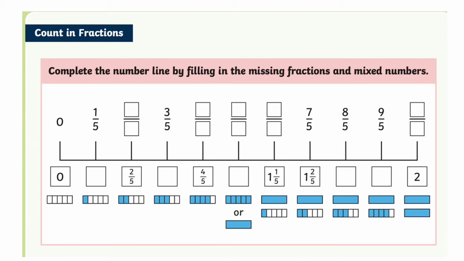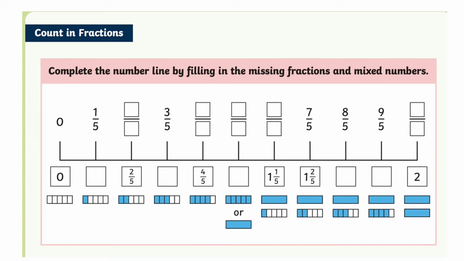Okay, if you go and have a look at the numbers on the bottom, and we're still counting in fifths, you've got 0, 1/5, 2/5, 3/5, 4/5. Now this is where it changes. Have a look at the bars.